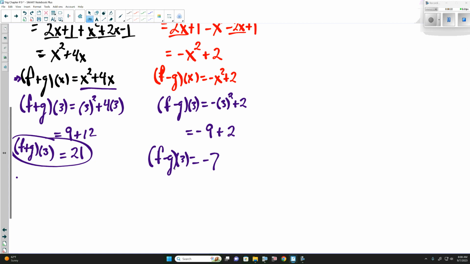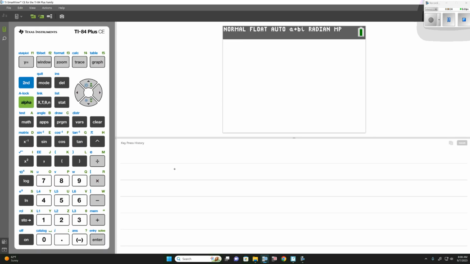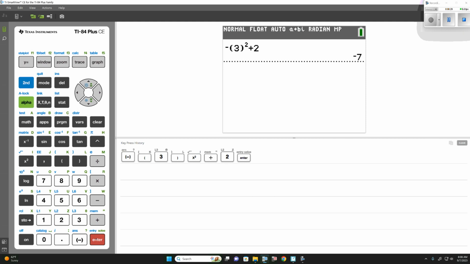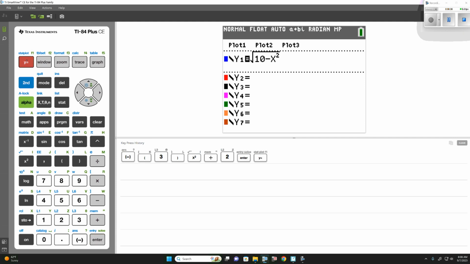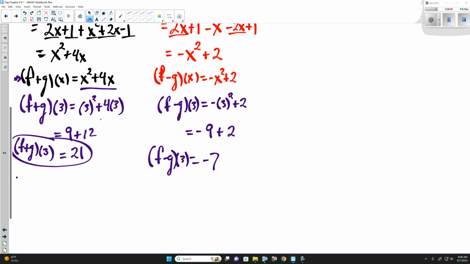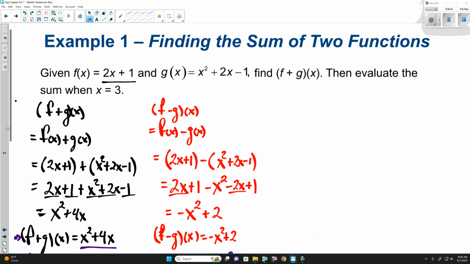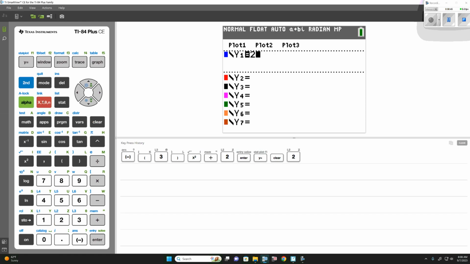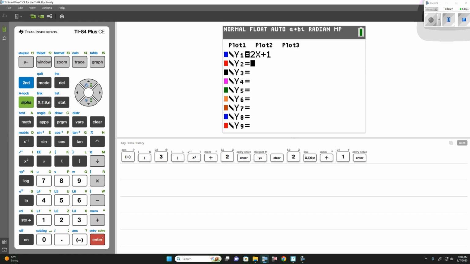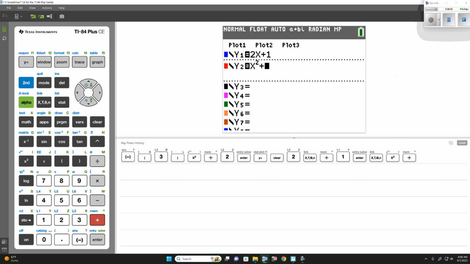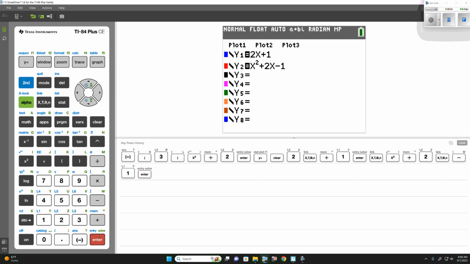And I mean, I could have done that in the calculator. Negative 3 squared plus 2, negative 7. They could have done it for us. Actually, I'll show you this here. f of x, 2x plus 1. g of x, x squared plus 2x minus 1. These are our two functions.